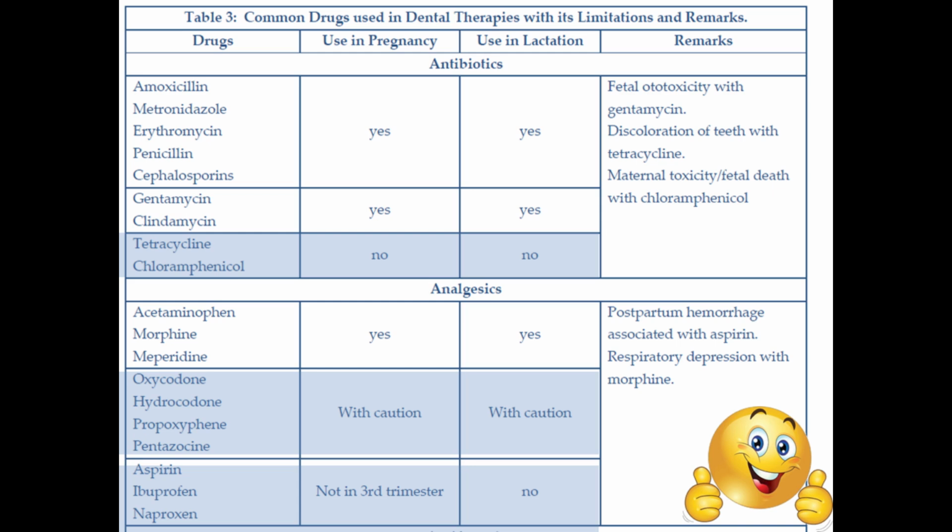Among the analgesics, oxycodone, we hardly ever get, hydrocodone, propoxyphene, pentazocine. Out of these, propoxyphene is the only one, Proxyvon. This is the only one which we often use, sometimes use. You use it in pregnancy with caution and lactation with caution. It is not contraindicated, but preferable to avoid.